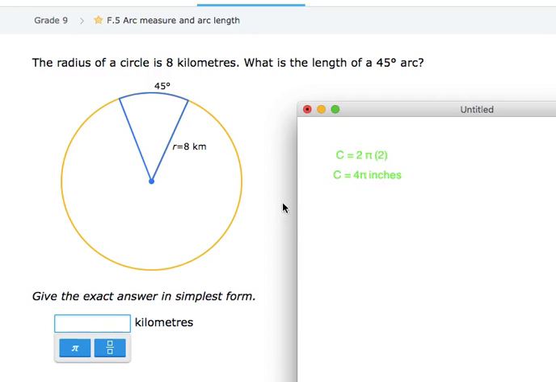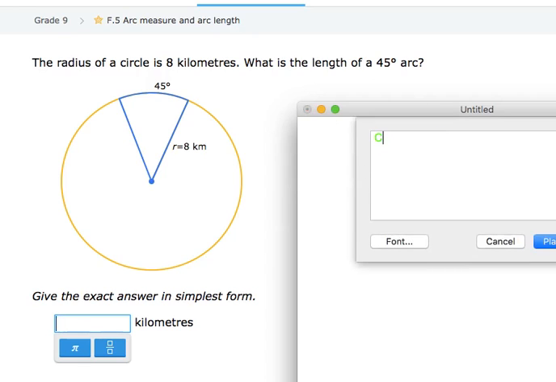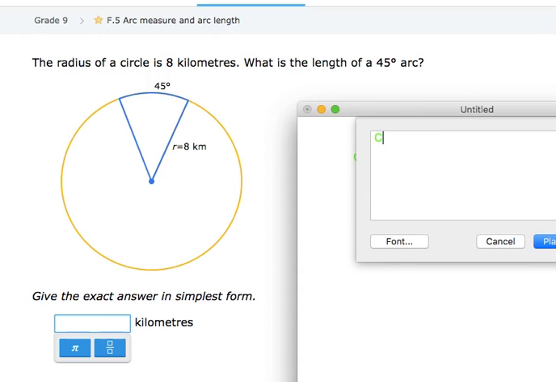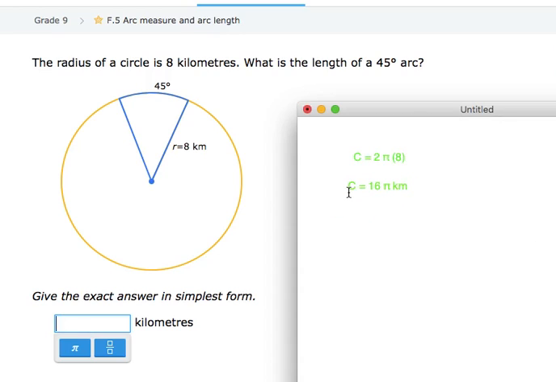Okay, so in this one here, I know that I've got a radius of 8. I'm going to use my same formula for circumference. Circumference equals 2 times pi times my radius, which in this case is 8. And with that, I'm able to calculate that my circumference is going to be 2 times 8 is 16, 16 times pi is just 16 pi. My circumference is 16 pi kilometers here. That's the circumference of my whole circle. It's a pretty big circle, right?